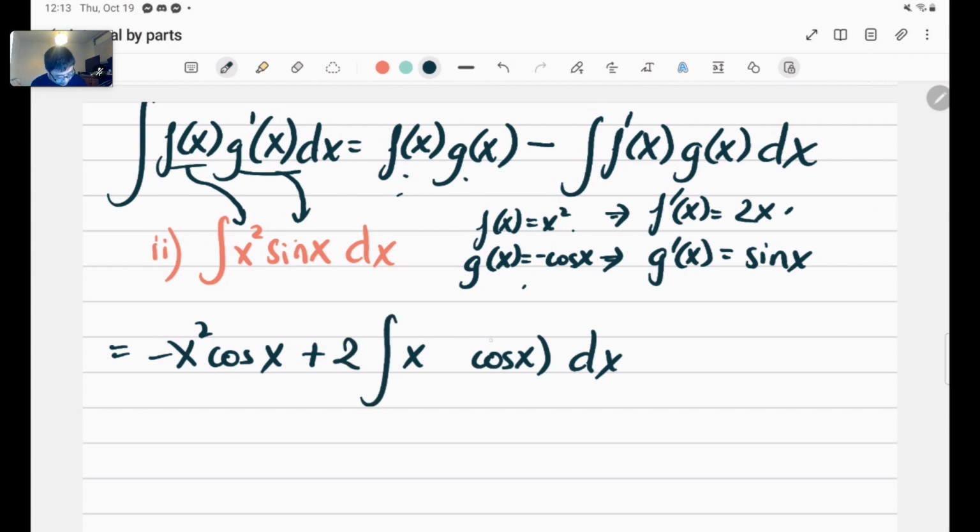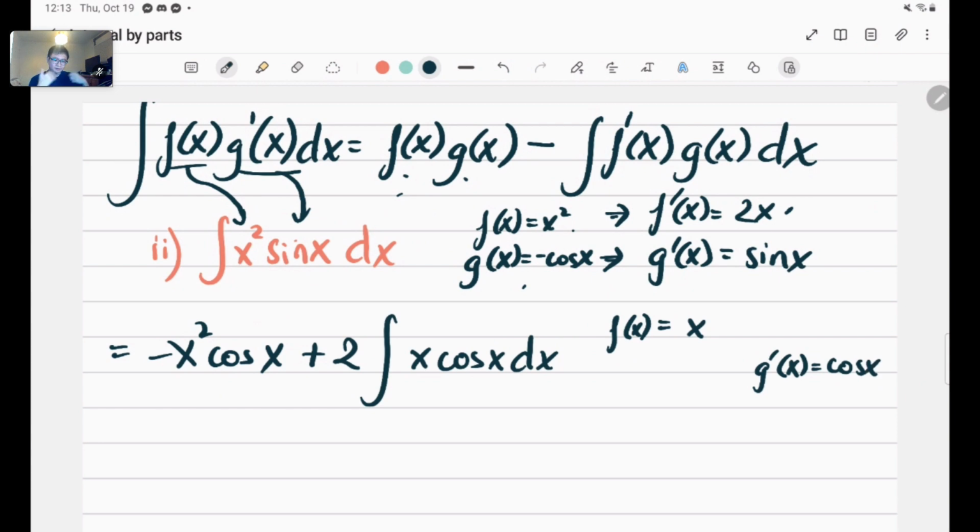Now this time, it looks like you can do integration by parts again. So let's do it again. I'm going to choose f of x and then g prime of x again. So f of x is equal to x, and g prime of x is equal to cosine of x. Feel free to call these h of x and k of x just to differentiate from the one above, but I just want to stick with the formula. That's how I declare that. If you want to switch to something else, feel free to do that.